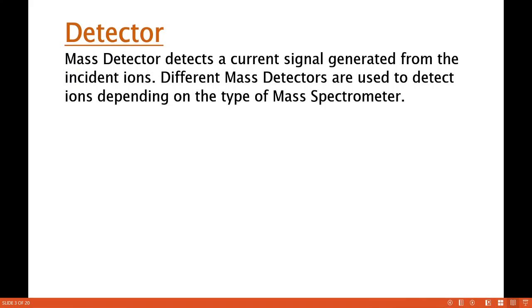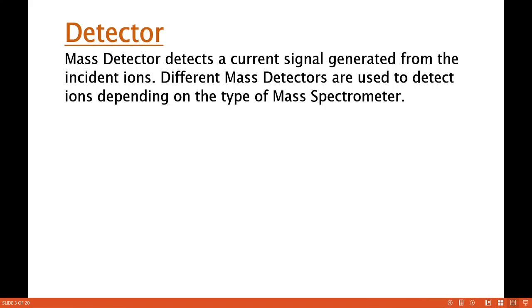Then we start with the detectors. What is a detector? What is the role of a detector? Detectors detect the current signal generated from the incident ions. Different mass detectors are used to detect the ions depending on the type of mass spectrometer. Right? So, when the ion beam is produced, it is passed through the mass analyzer and after that it subsequently strikes the detector.